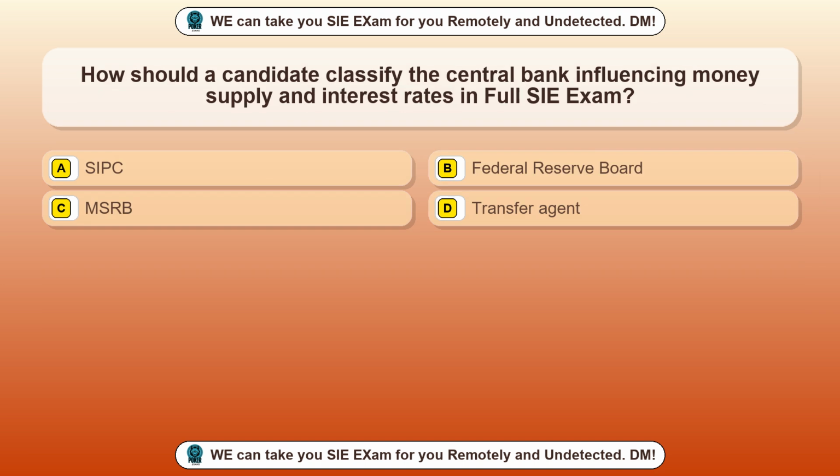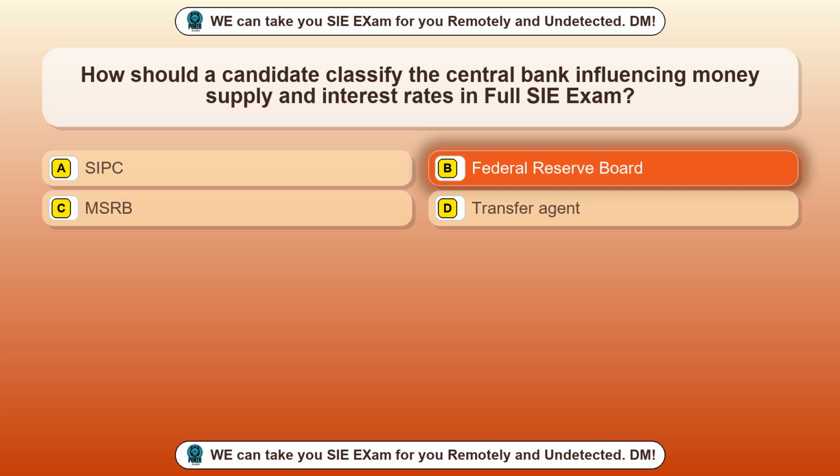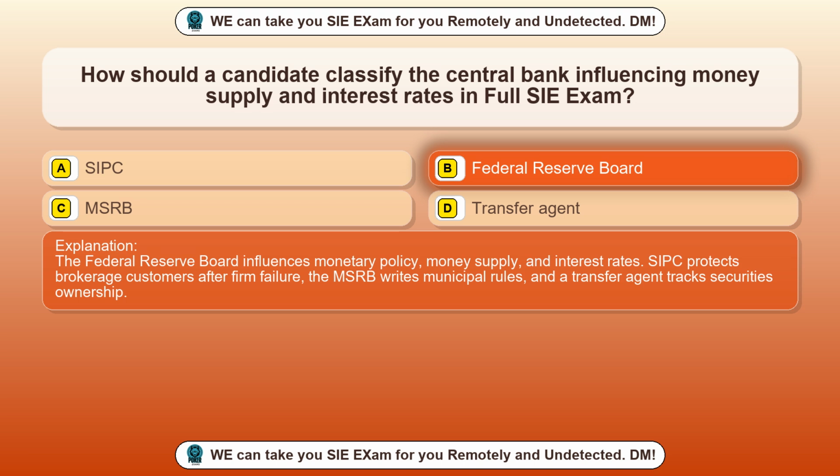Question 76. How should a candidate classify the central bank influencing money supply and interest rates in full SIE exam? Option A, SIPC. Option B, Federal Reserve Board. Option C, MSRB. Option D, transfer agent. The correct answer is option B, Federal Reserve Board. The Federal Reserve Board influences monetary policy, money supply, and interest rates. SIPC protects brokerage customers after firm failure, the MSRB writes municipal rules, and a transfer agent tracks securities ownership.